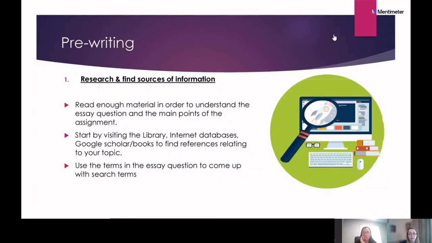So moving on then to the pre-writing. The first thing to do is to research and find sources of information. It's really important to read enough material so that you understand the essay question and the main points of the argument of the assignment. Start by visiting the library, internet databases, Google Scholar or different books to find references that relate to your topic. You can also go back to your lecture slides on that topic and see how it's mentioned. Is there any recommended reading that talks about the topic? And then use the terms in the essay question to come up with search terms.